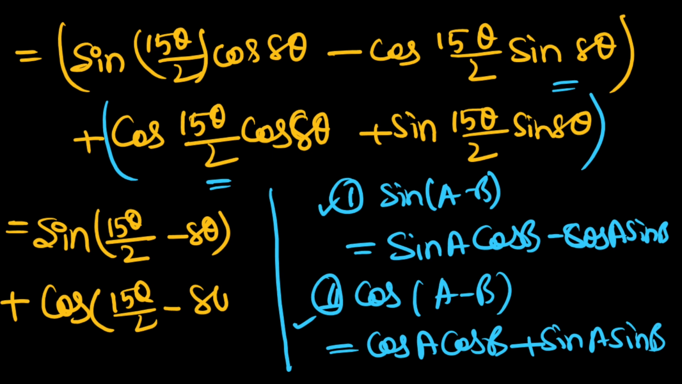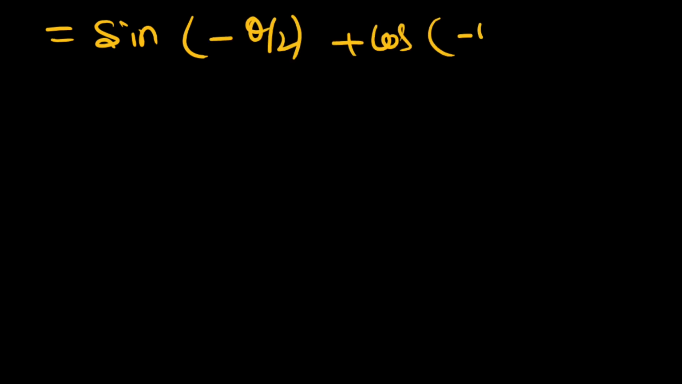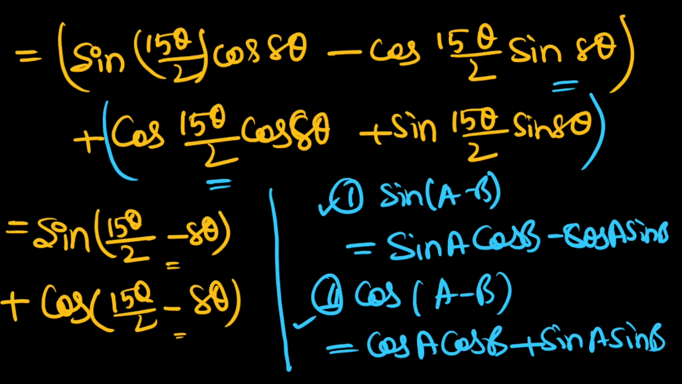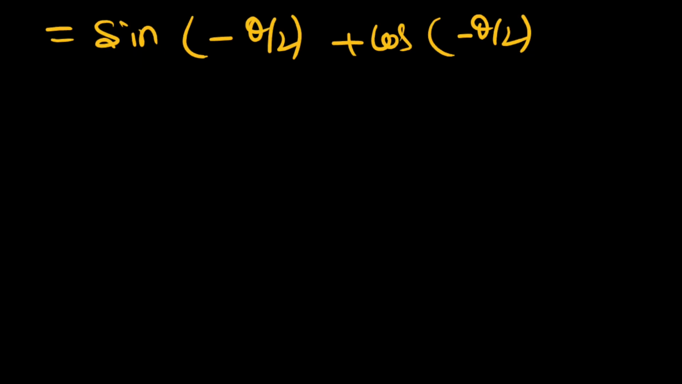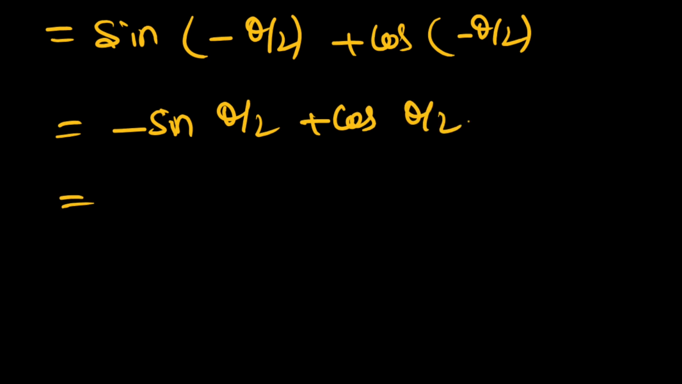Now we calculate these terms: it equals sin of minus theta by 2 plus cos of minus theta by 2, taking the LCM, so we get minus theta by 2. Therefore the minus comes outside the sine function, giving minus sin theta by 2 plus cos theta by 2, because the cos function vanishes the minus sign. Therefore it is cos theta by 2 minus sin theta by 2.